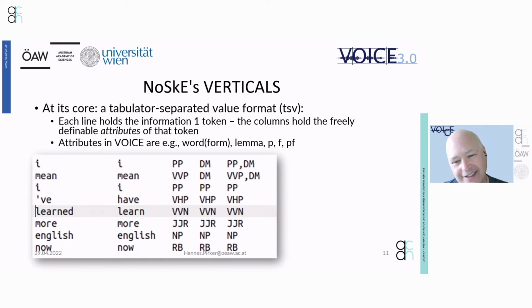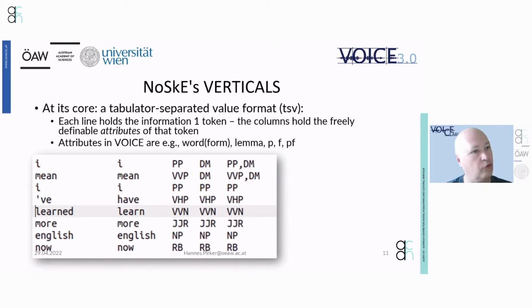The vertical format at its core is the tab-separated value format, TSV. Similar to what you may know as CSV, which is comma separated, but instead of commas, it uses tabs. So each line, as you see, holds information for just one token, and the columns in the line hold the information of the freely definable attributes of the token.